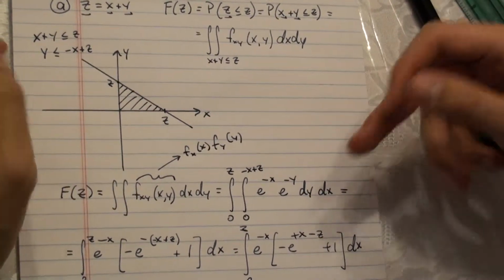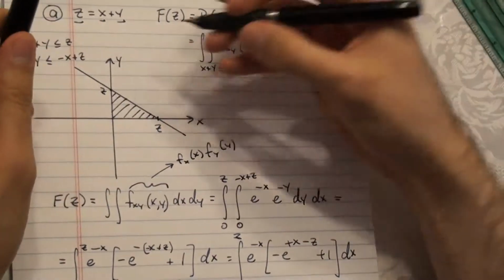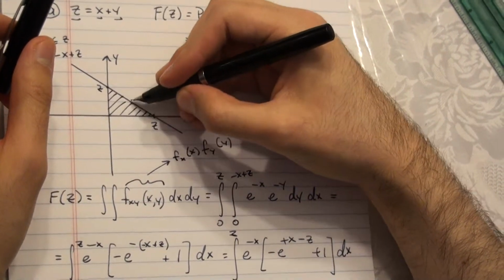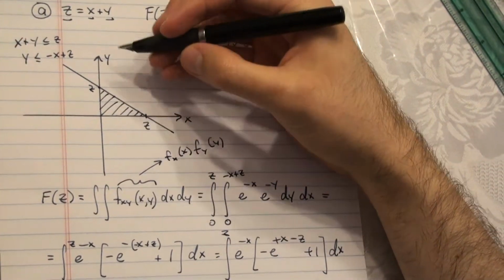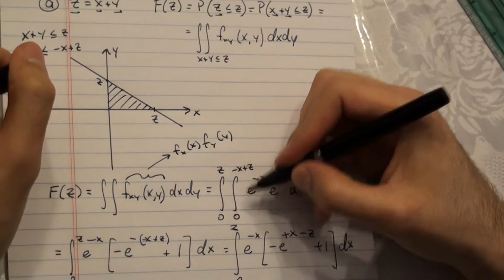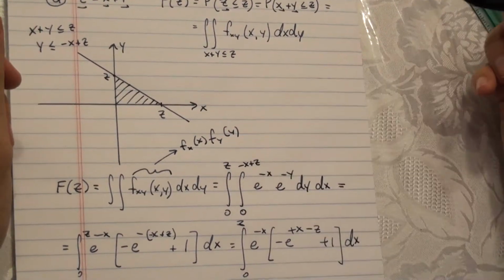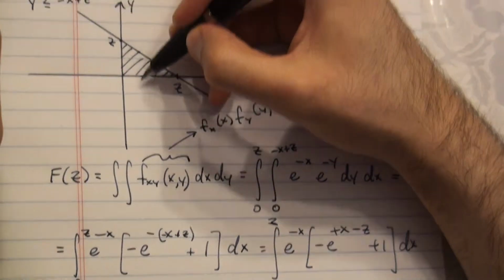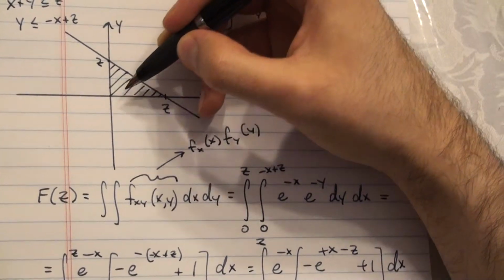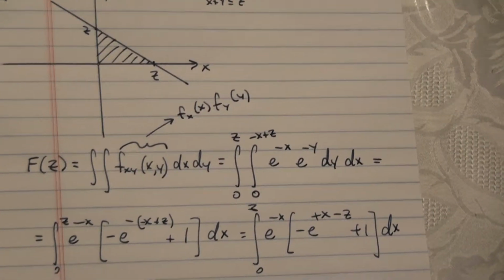First I'm going to integrate with respect to y. y goes from 0 to this curve, and this curve is y equals negative x plus z. So the limits for the y integral are from 0 to minus x plus z. And then we integrate with respect to x. x goes from 0 to z. So that's why the limits are 0 to z.